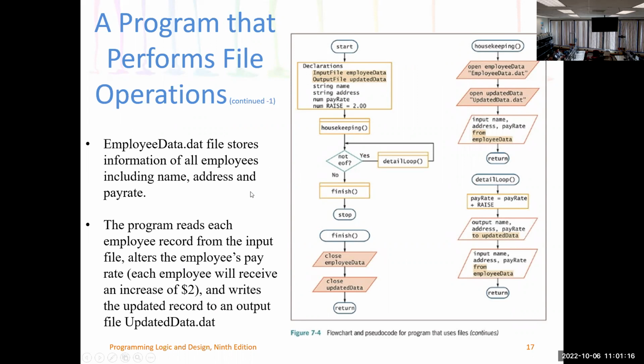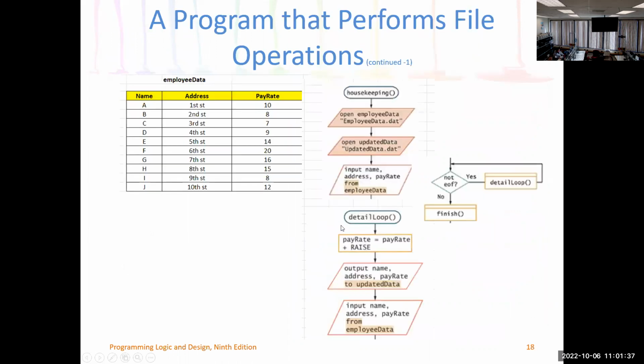You want to update it so that every employee has their pay rate increased by 2, right? So the process is that you read the old file and you write into the new file. And you see the process always does the same. You read every record line by line, and for each record you increase the pay rate by 2 and you write into the new file. That is the first application.